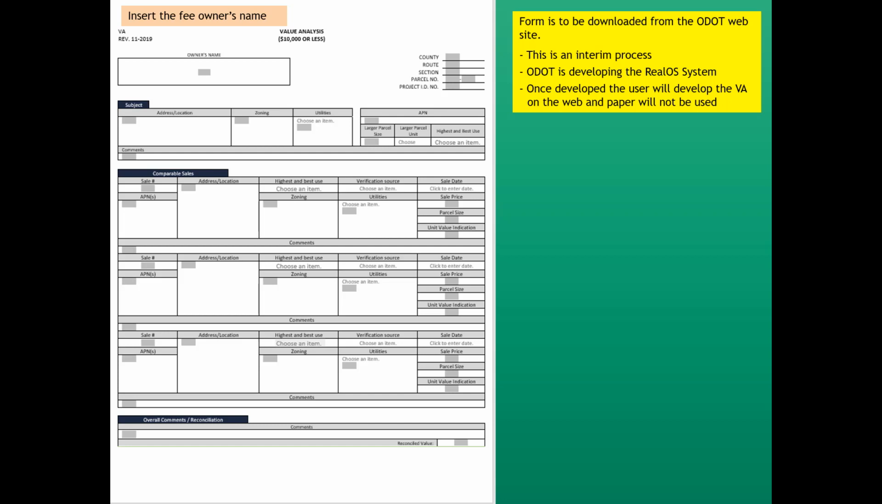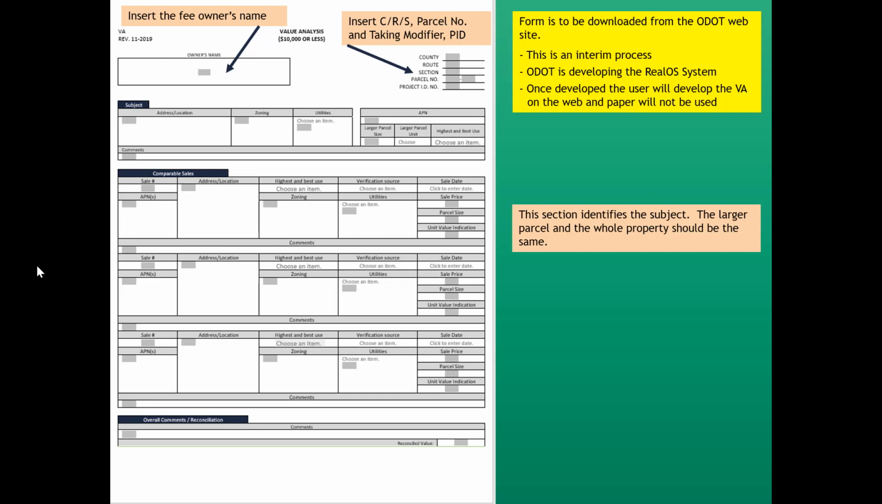So what we do on the form is we insert the fee owner's name, and then we insert the county, route section, the parcel number, and the taking modifier, and the project identification number, known as PID, to the right side of the form. Next, we deal with the subject section.